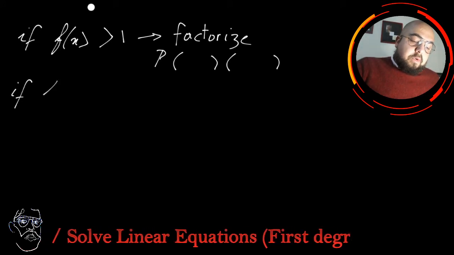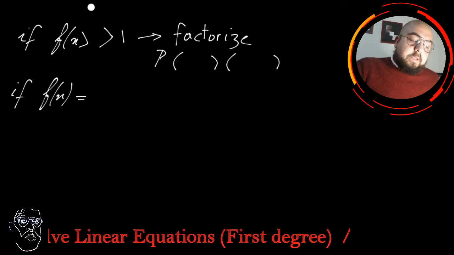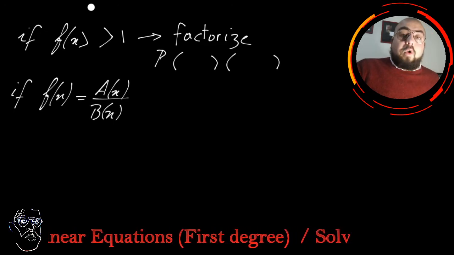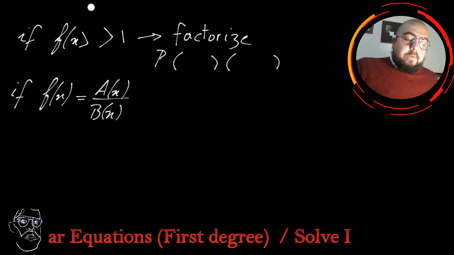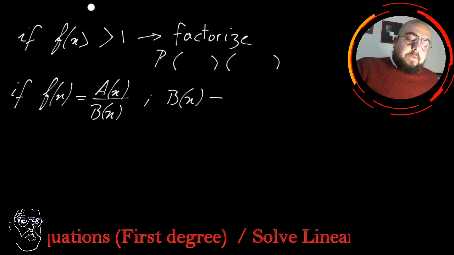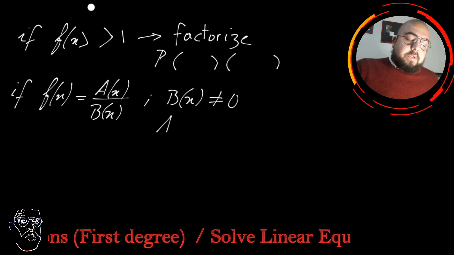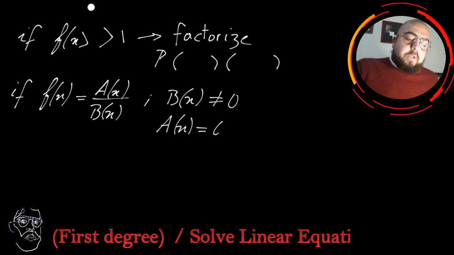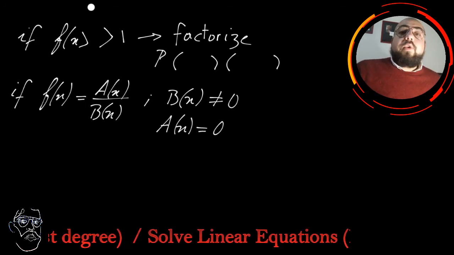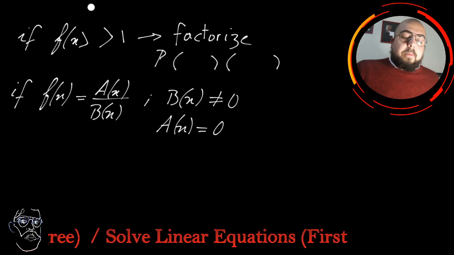If your function, let's say, was a rational one, let's say it was ax over bx, in this case, in order to solve this function, of course, you should talk about bx different than 0. That's the first condition. You should have bx different than 0, and then you simply say ax is equal to 0. Now ax could be first degree, you can solve it easily. Now if it was second degree, you need to factorize and so on. You have to go through the steps that we already mentioned above.